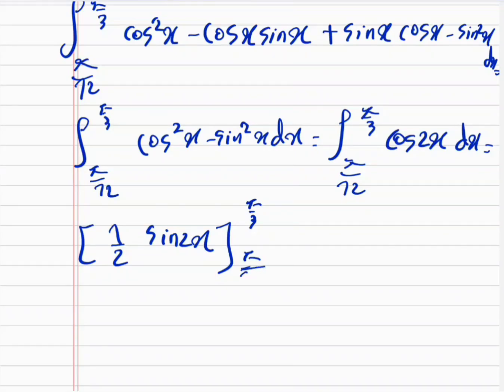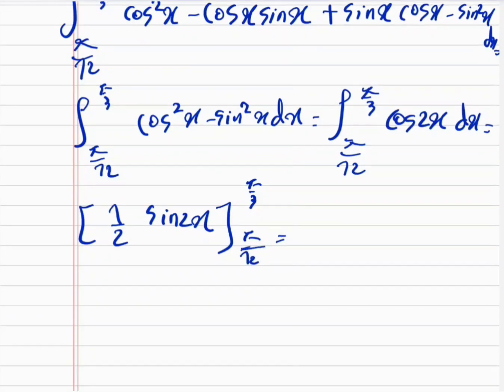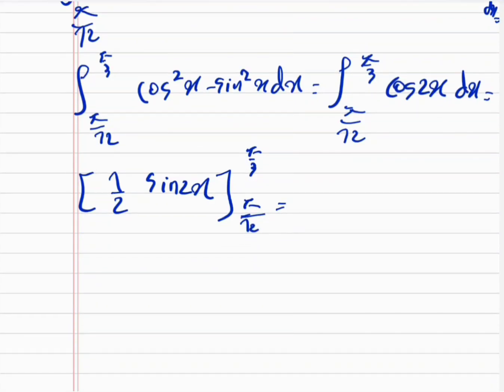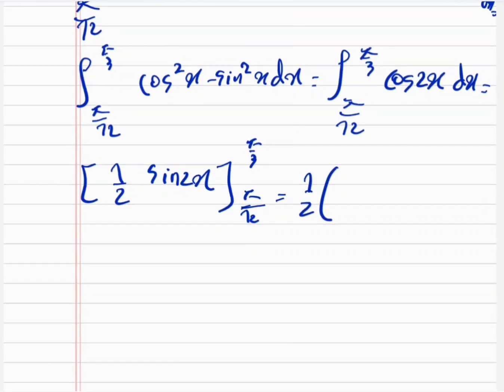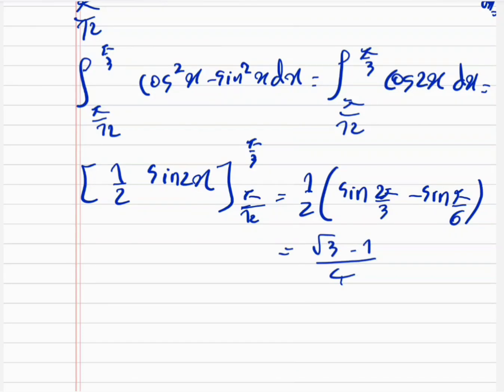And for the last part, we just need to substitute each of these values. So we can take a factor of half, and then sin 2 pi by 3 minus sin pi by 6. And the answer is equal to root 3 minus 1 over 4.